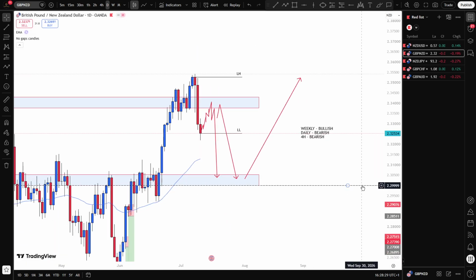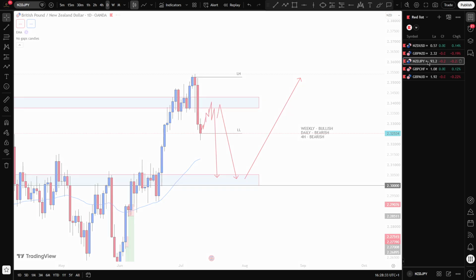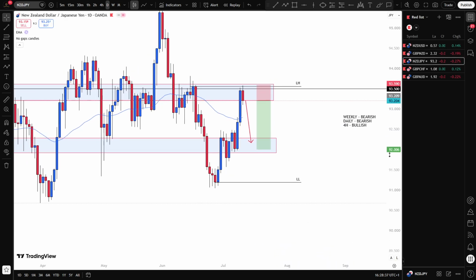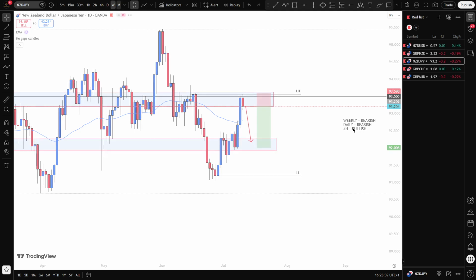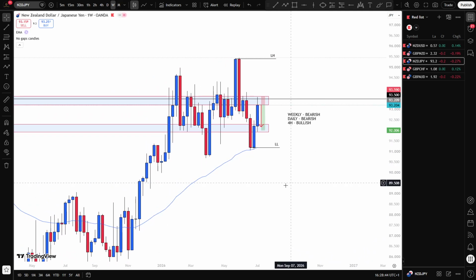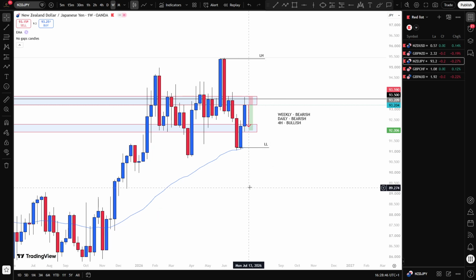So if we move down to NZD JPY, you see clearly on the weekly time frame, we are also bearish. This is the lower low and this is the lower high. So price has pulled back to the area of interest on the weekly time frame, which is very, very good.